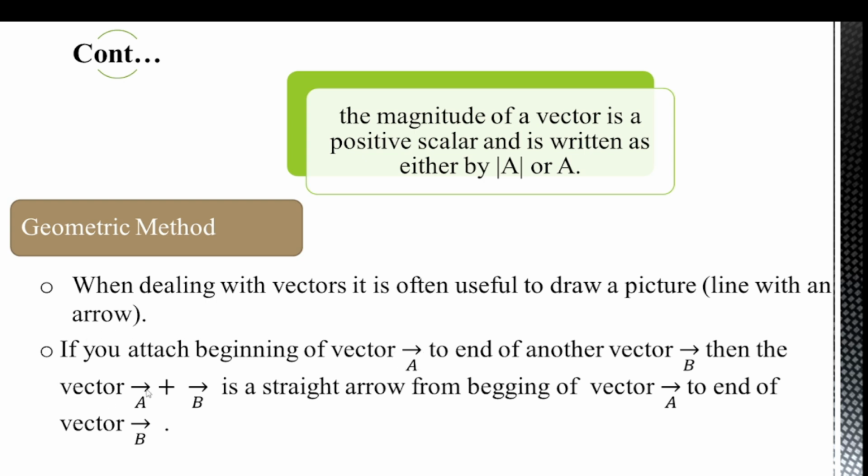Then the vector A plus the vector B is a straight arrow from the beginning of vector A to the end of vector B. And now this new vector is known as the resultant vector, and it should start from the tail of vector A and end up with the head of vector B. On the next slide, we will see some important concepts about the vector in general.